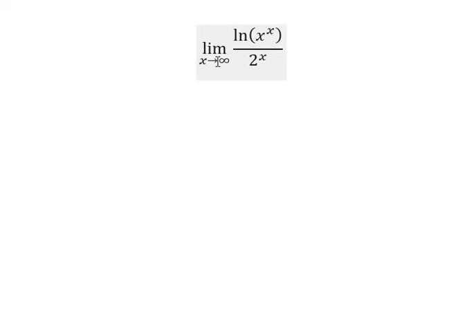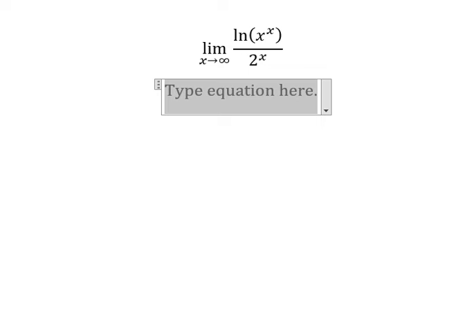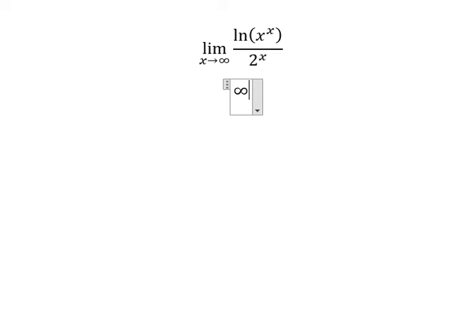We know that when s approaches positive infinity, this one will go to positive infinity. This one will also go to positive infinity. So we have positive infinity over positive infinity, so we can use L'Hospital's rule.